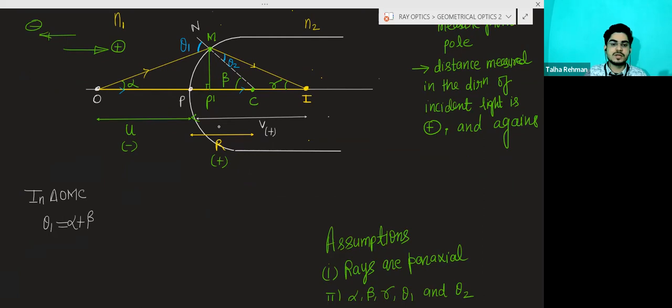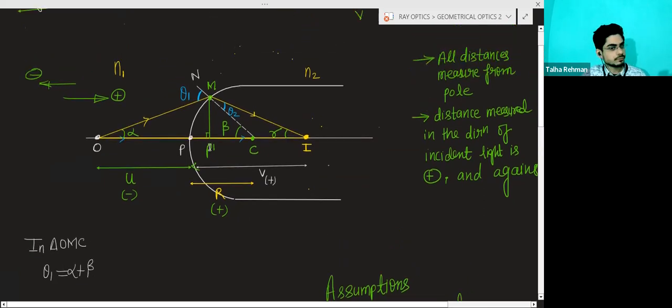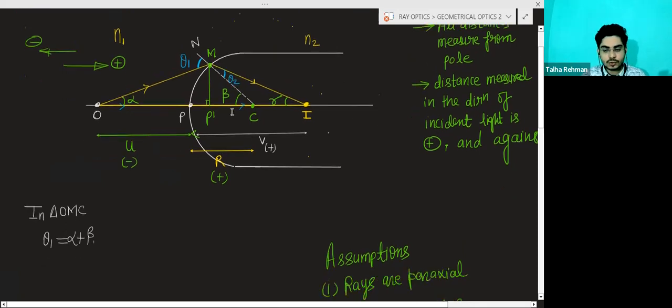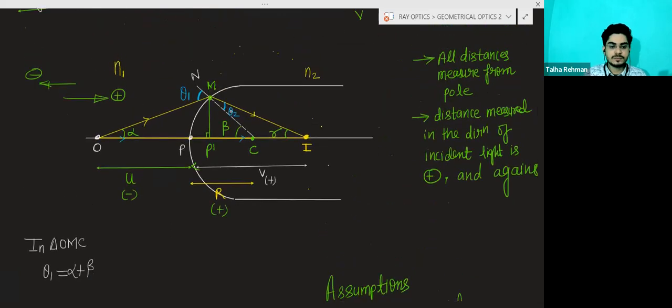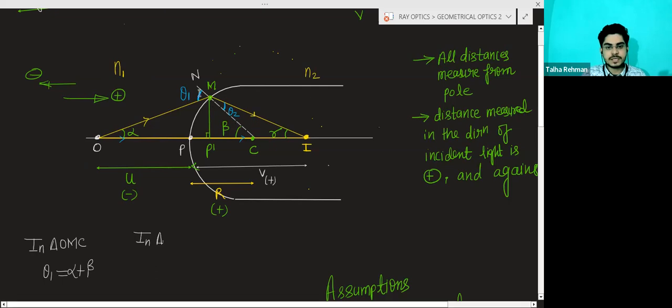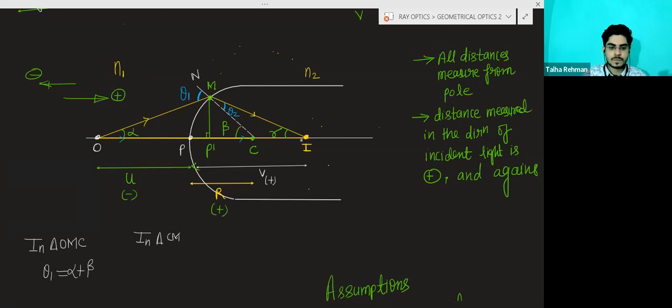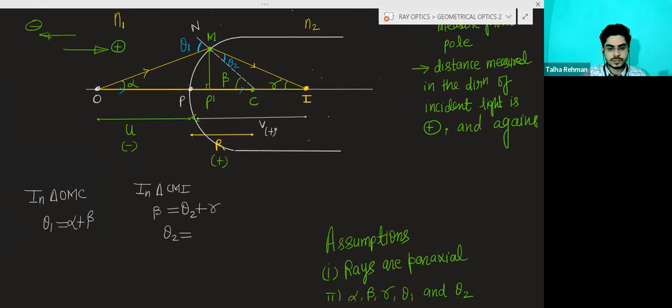Now see this triangle, triangle CMI. So this beta is the exterior angle and theta 2 and gamma are the interior angles. So I can write beta is equal to theta 2 plus gamma in triangle CMI. From here, we can find theta 2, that is gamma minus beta.